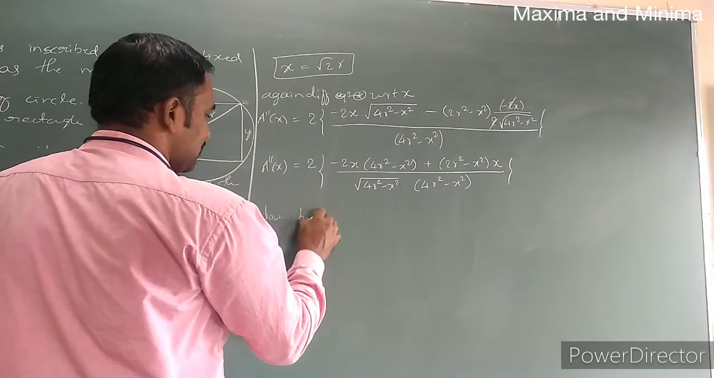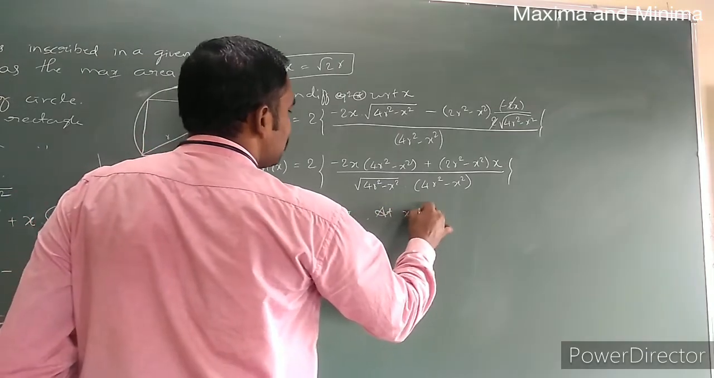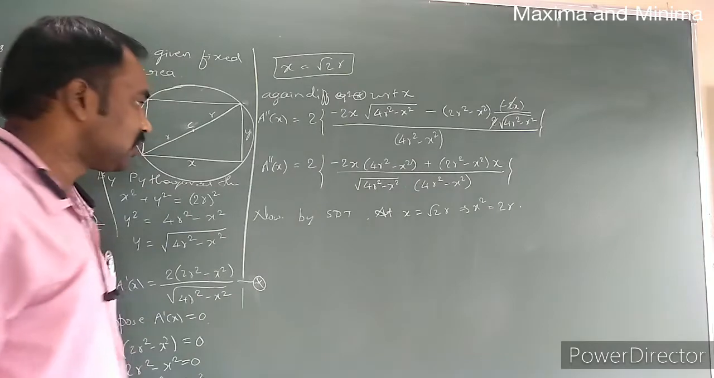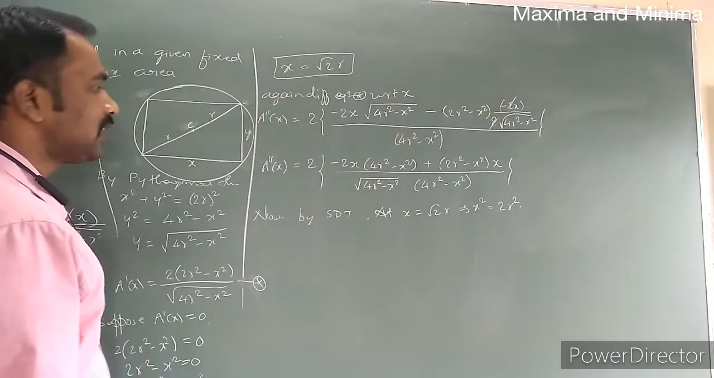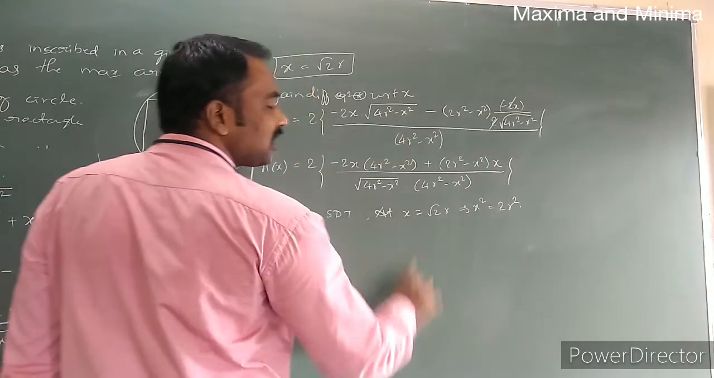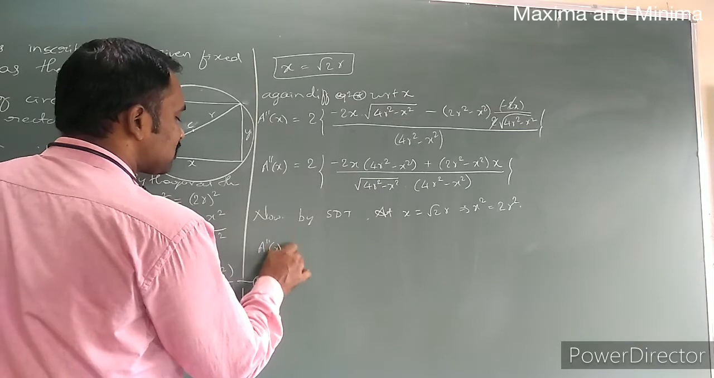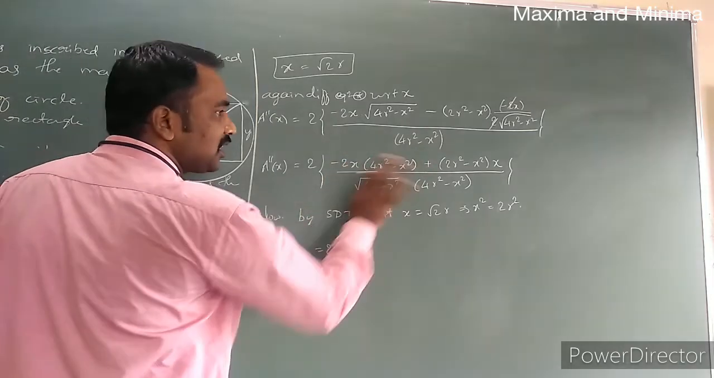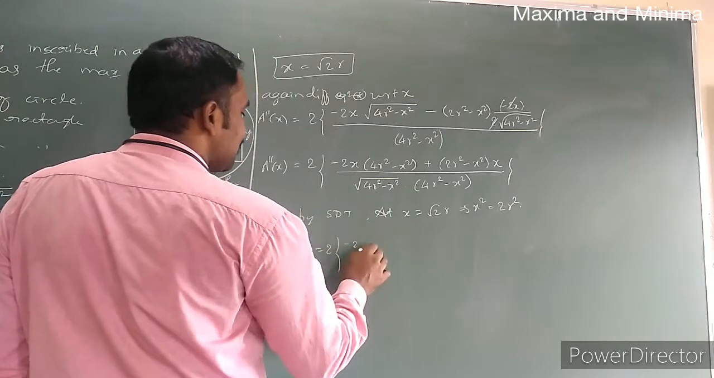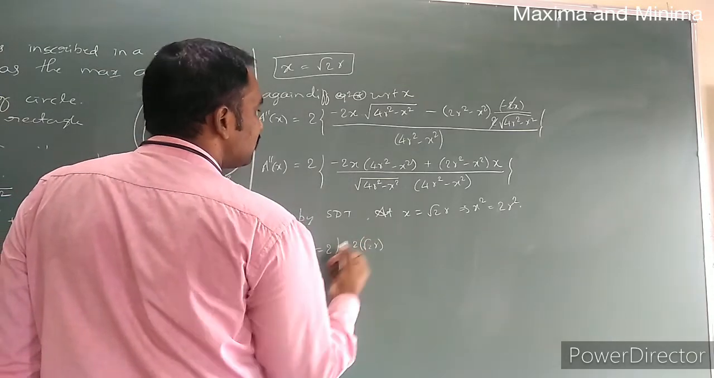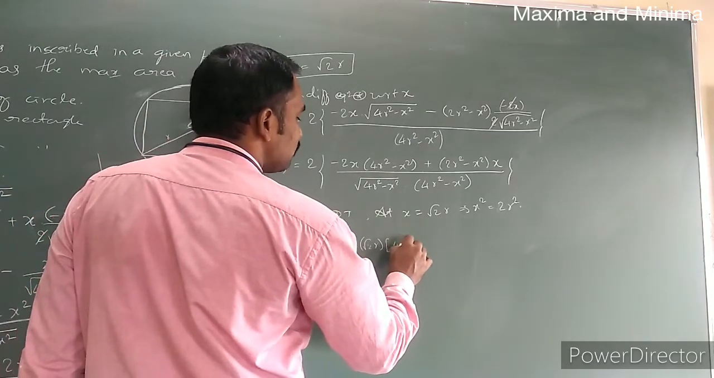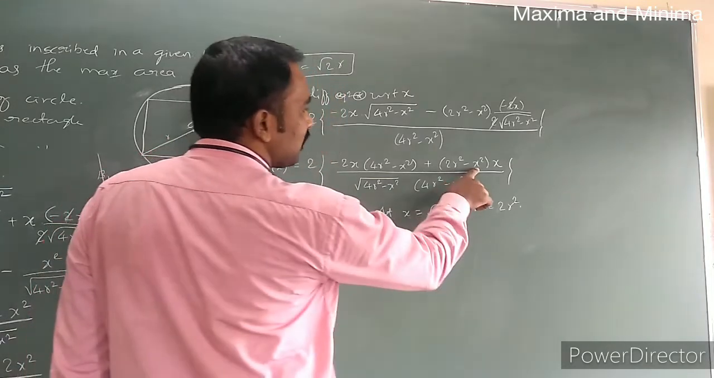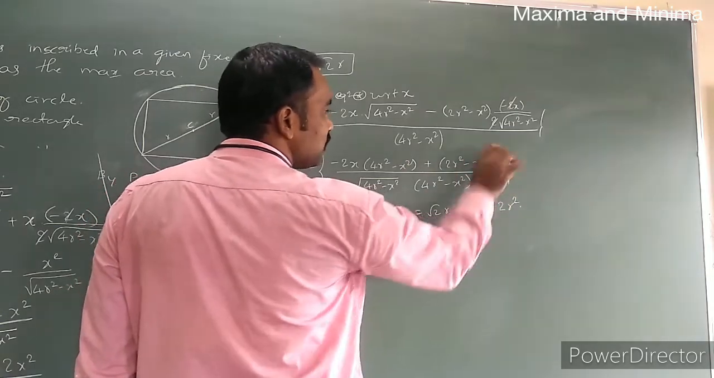Now apply the second derivative test at x equal to root 2 times r. Here x² equals 2r². Wherever x² is there, replace it with 2r², and wherever x is there, root 2 into r. So f''(x) at x equal to root 2 r is 2 into, since our aim is only to get whether this quantity is positive or negative, minus 2 into root 2 into r into 4r² as it is minus x². What is the x² value? 2r². So 2r² minus 2r², this whole term is cancelled.